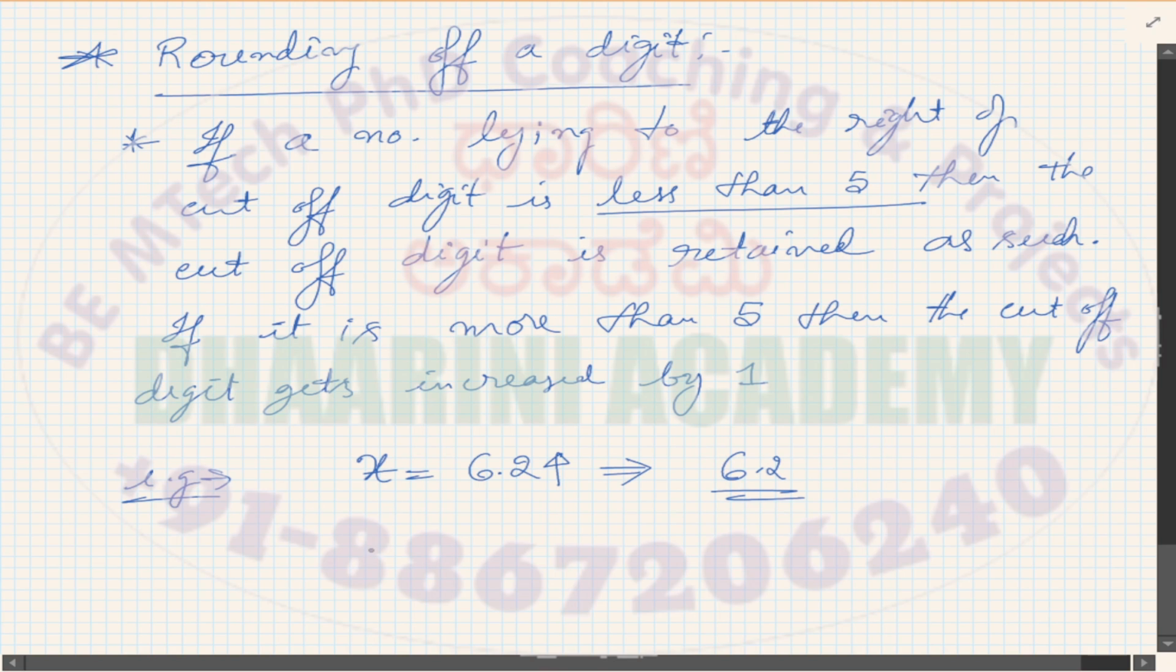Let's go for another example. Say y is equal to 5.328. So this means I want to retain 3 significant figures, in the sense 5, 3, 2 should be considered. I look after 2, it is 8, which means this is more than 5. More than 5 means cutoff digit is increased by 1. So 2 becomes 3, that's all. So this is 5.33, straightforward.